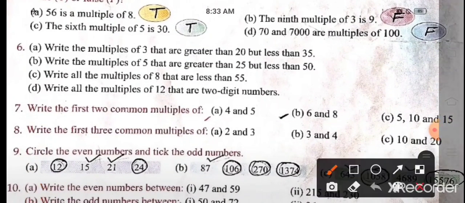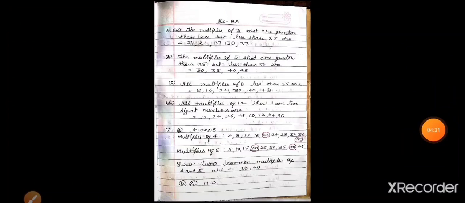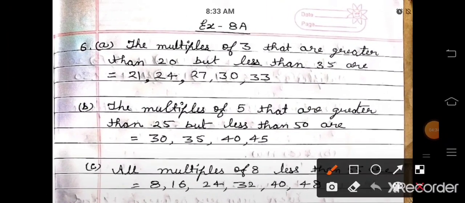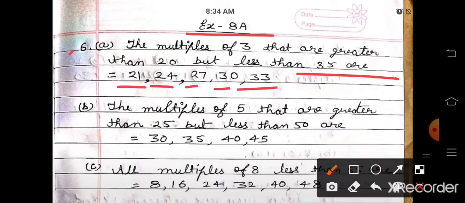Okay, now question number 6. So for it you have to take out your notebook. Write in your notebook exercise 8A, question number 6, A part. Write the multiples of 3 that are greater than 20 but less than 35. Okay, so after 20: 21, 24, 27, 30 and 33 are the multiples of 3 that are greater than 20 and less than 35. Okay, so these are the multiples of 3.